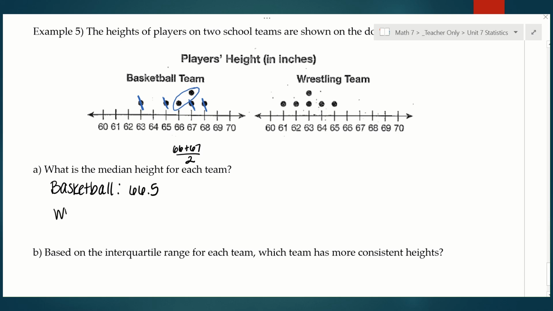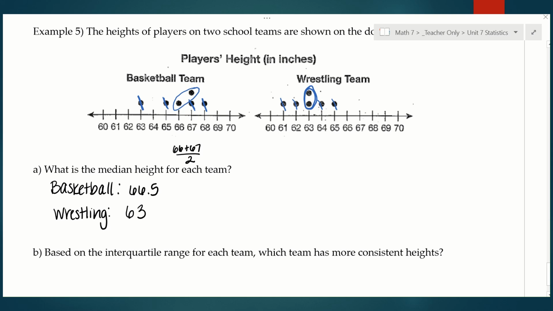All right, and let's do the same thing for wrestling. Let's find out what that median is. All right, so we have an even number here also, but both of them are 63, which means our median is 63.